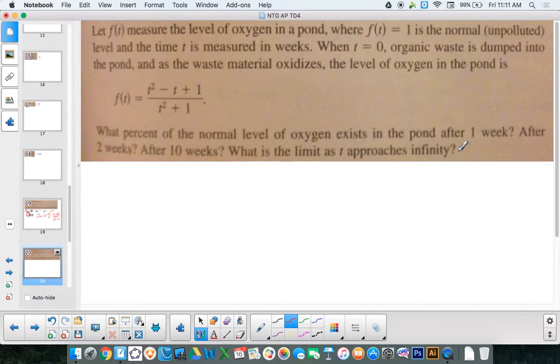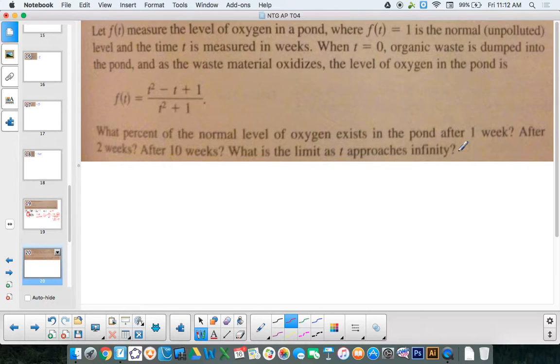Looking at the next one, this is a little story problem. Let f of t measure the level of oxygen in a pond. f of t equals 1 is the normal unpolluted level, so that means 100% of the oxygen that needs to be there. When t equals 0, organic waste is dumped into the pond, and it oxidizes the level of oxygen in the pond. What percent of the normal level exists in the pond after 1 week? After 2 weeks? After 10 weeks? What is the limit as t approaches infinity?